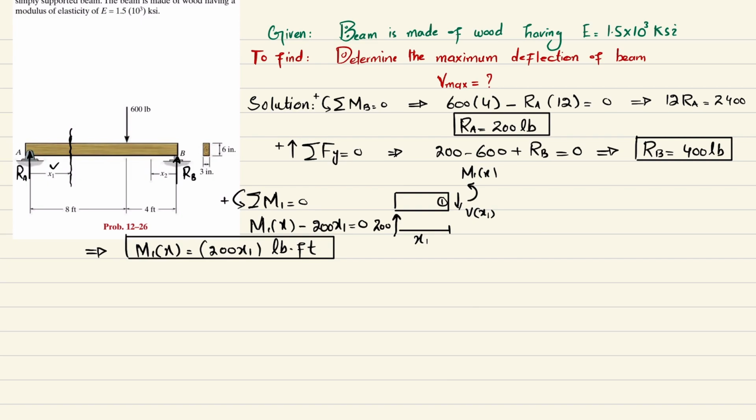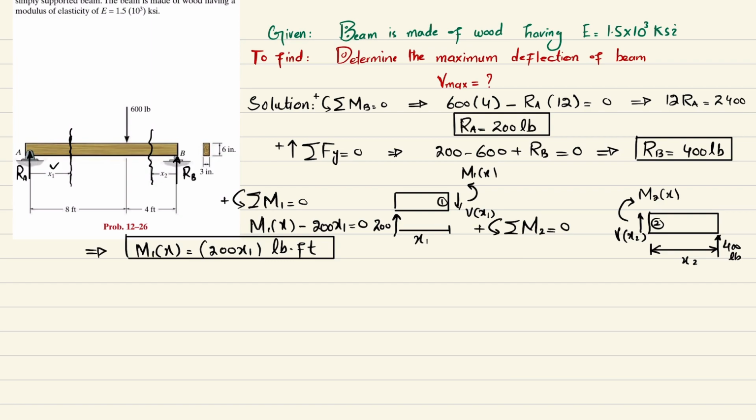Now what if we cut the beam at x2 and draw the free body diagram? So I will draw the free body diagram. This is point B where you have a 400 pound force applied and this distance is x2. When you cut it, you will have a shear force which is V of x2 and a moment that is m2 of x, and let this be your point 2. Now we will apply the equilibrium condition that the sum of all moments about point 2 is equal to 0, taking the counterclockwise moment as positive.